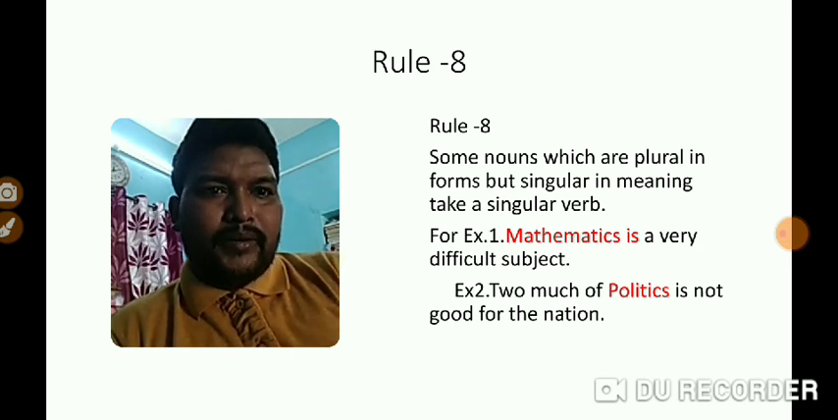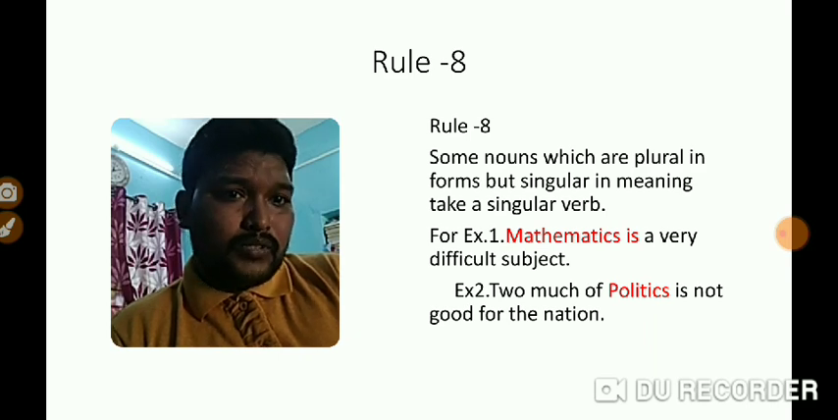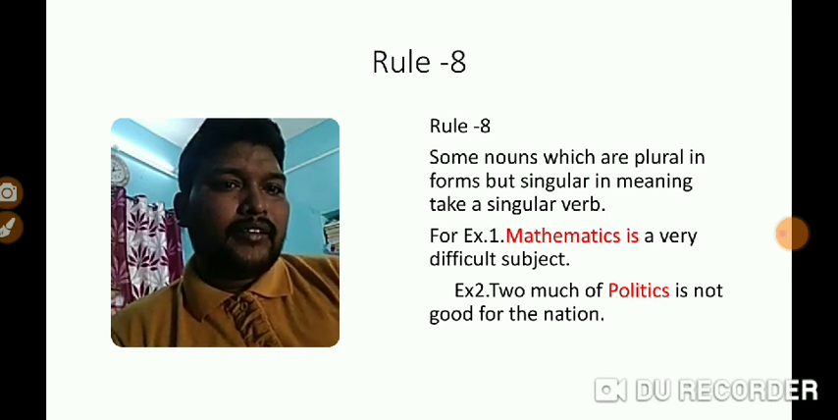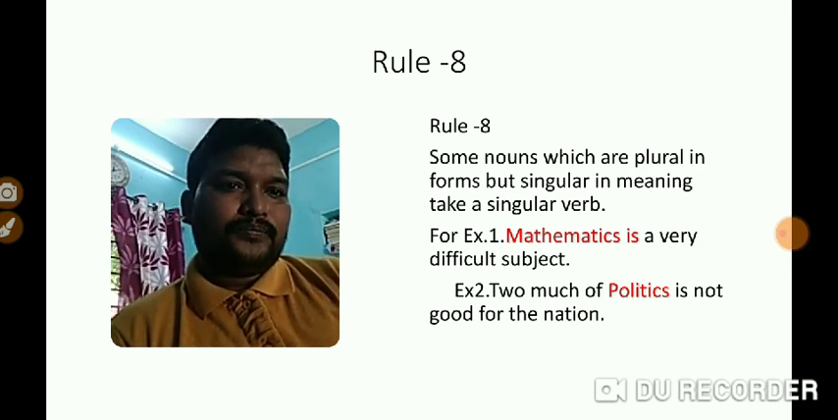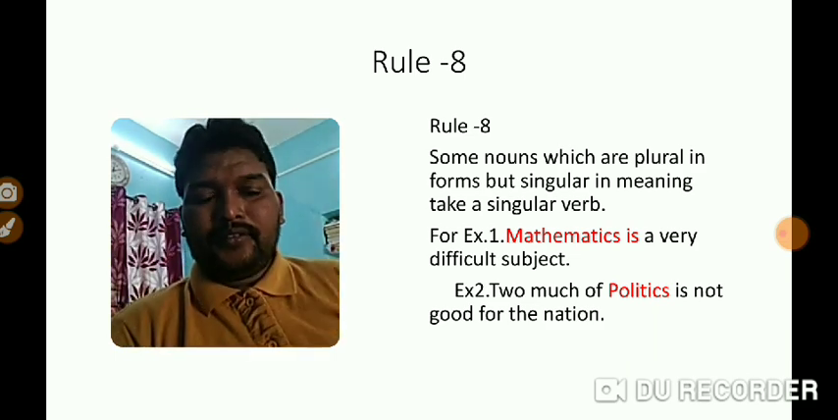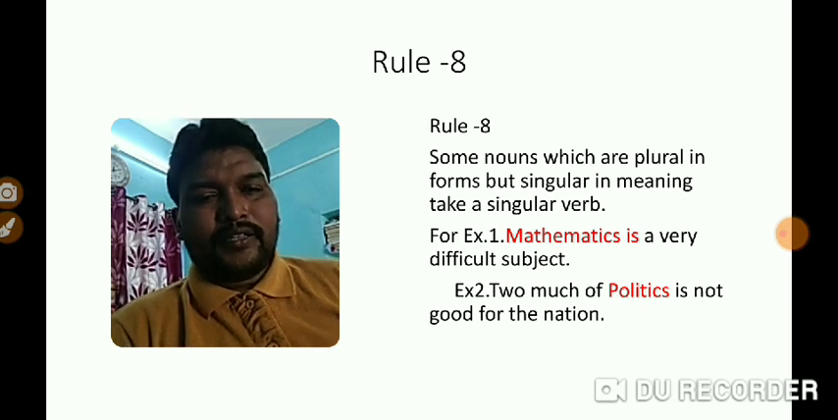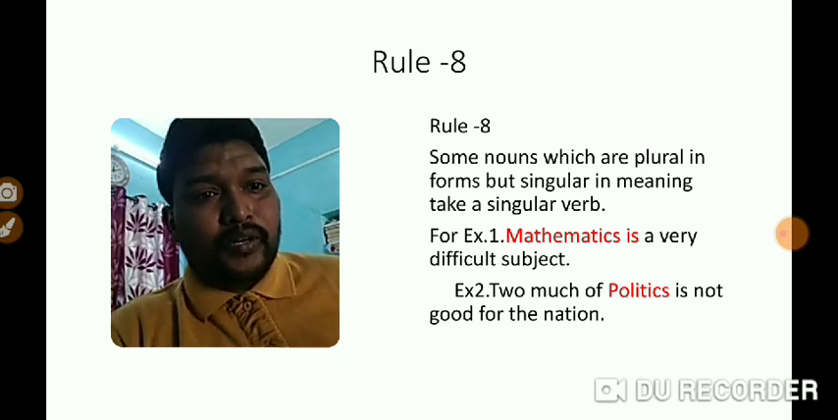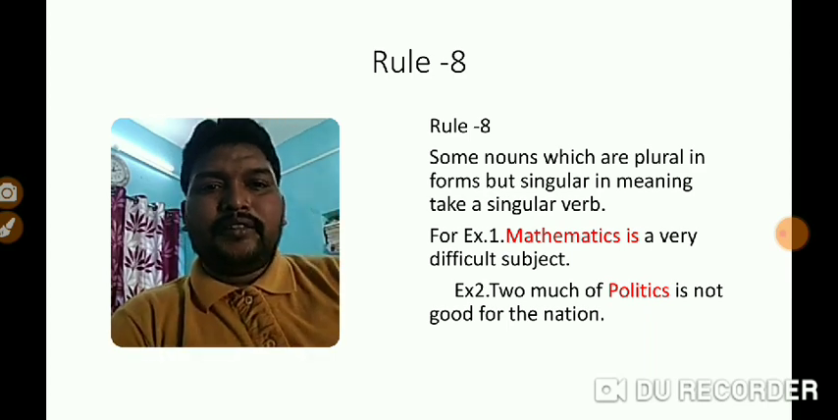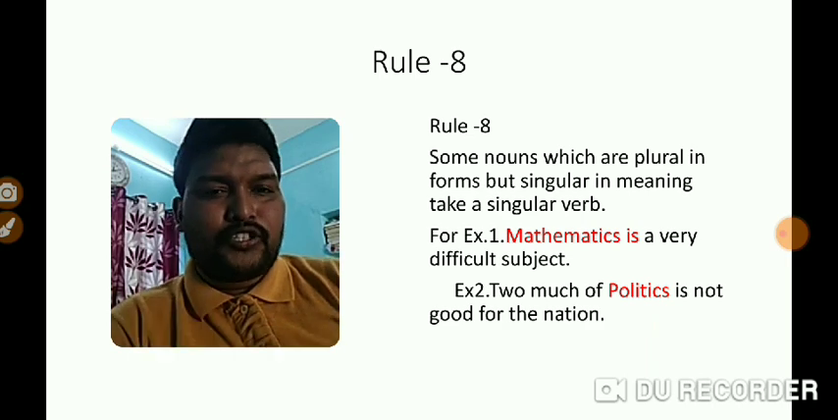Now, rule number 8 says that some nouns which are plural in form but singular in meaning take a singular verb. There are certain nouns which are usually written in the form of plurals, but actually they refer to a singular object. They refer to a singular subject.